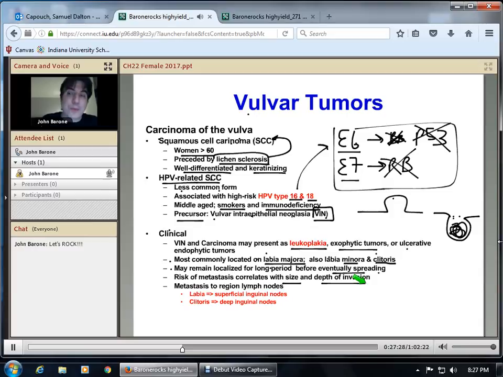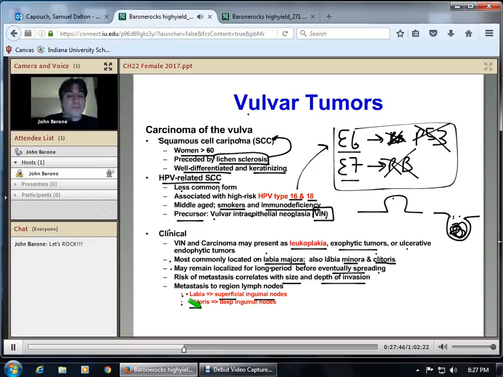Now, here's something that I would ask. I always want to know where things go to. Where do they spread first? Because then once they spread, they go everywhere. Where do they go first? Well, it depends. If it's on your labia versus being on the clitoris. If it's on the labia, it's going to go to inguinal nodes, but the superficial ones.